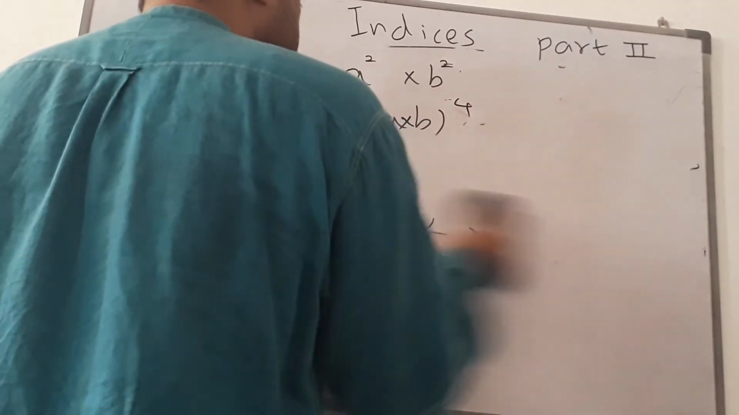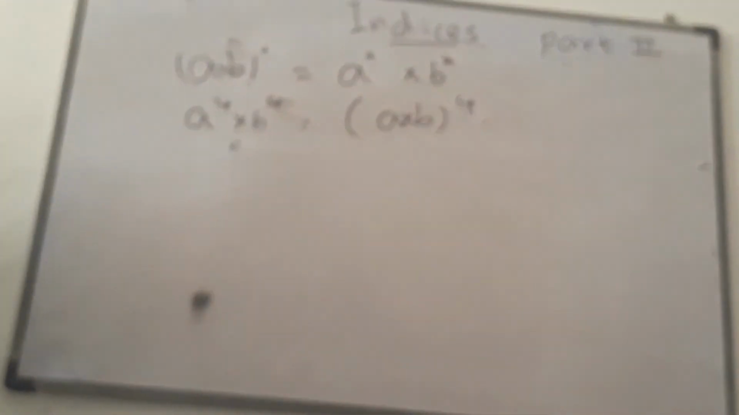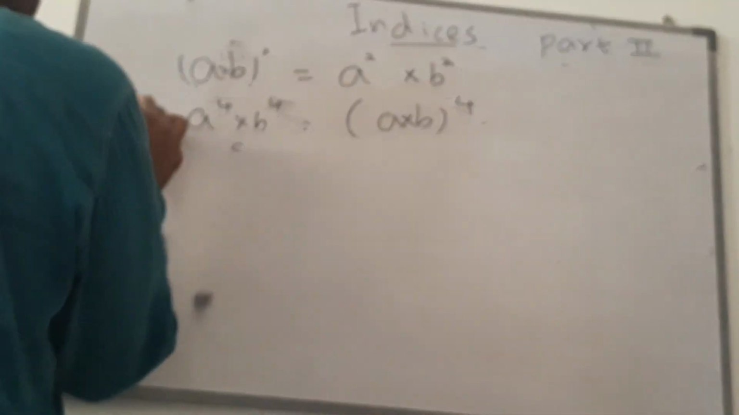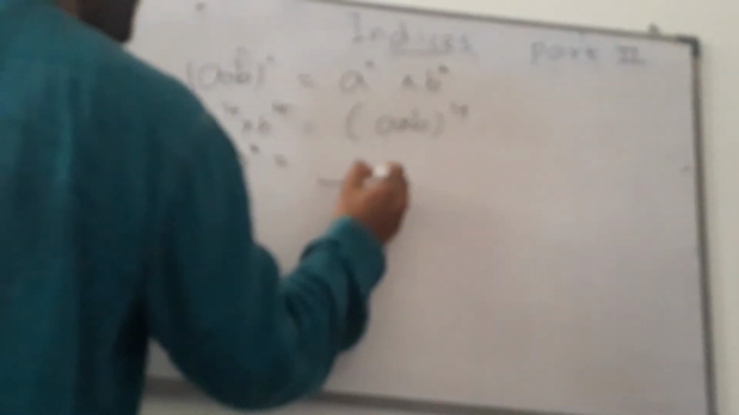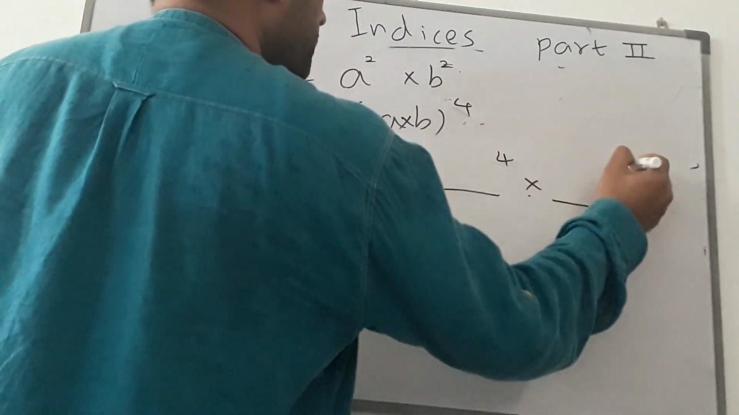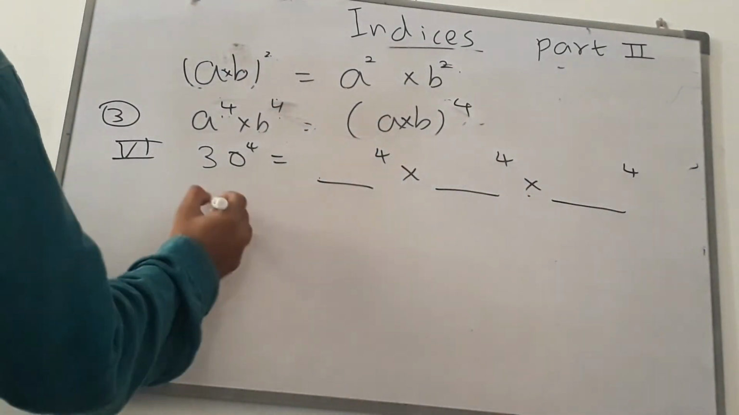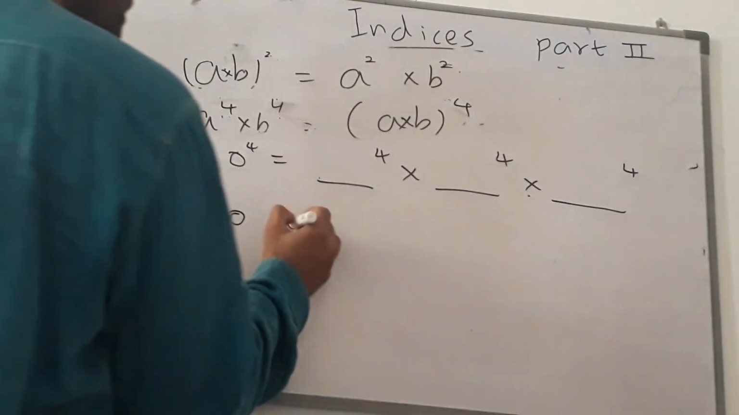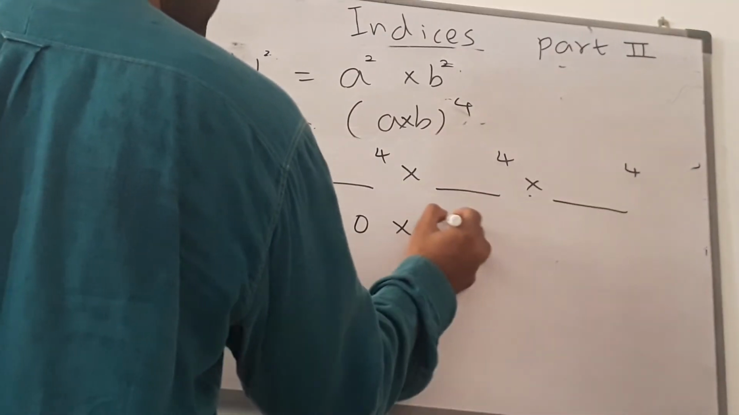Final sum. 30 to the power 4. Under the third question, final sum. 30 to the power 4 is equal to something to the power 4 times something to the power 4 times something to the power 4. Okay, I am going to write 30 as 10 times 3.